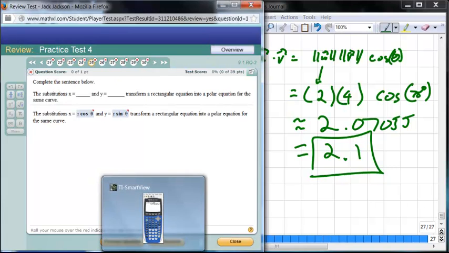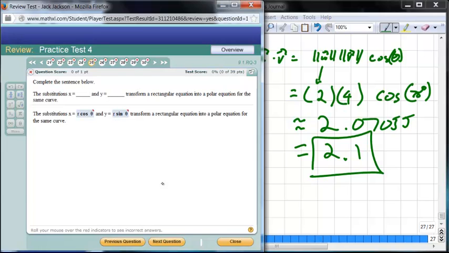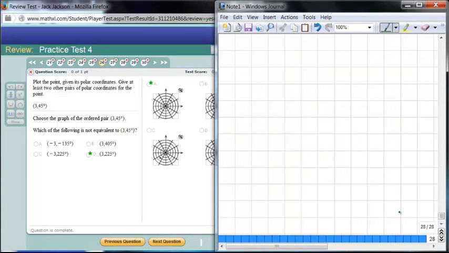Next question. Complete the sentence. Use the substitutions x equals r cosine theta and y equals r sine of theta to transform a rectangular equation into a polar equation for the same curve. So, know those basic conversions there. Okay, so it looks like we're into some polar graphing now.